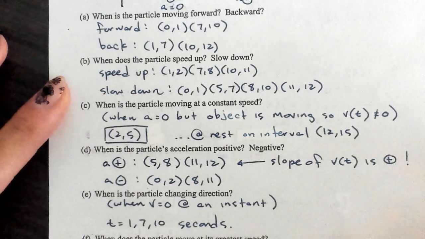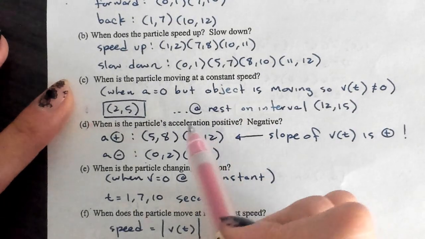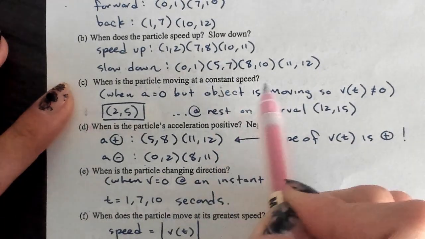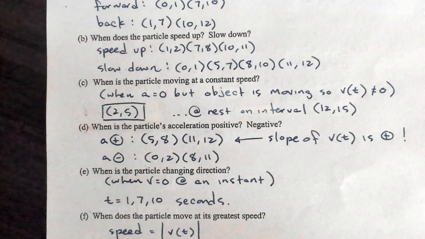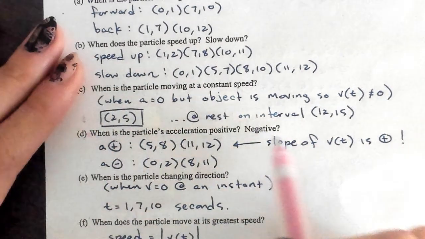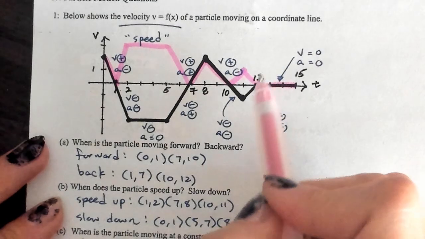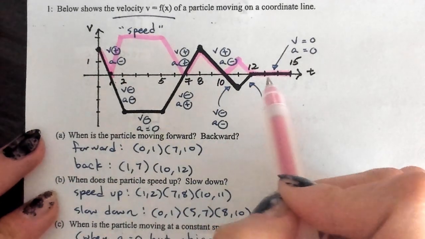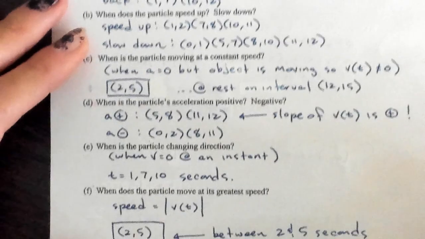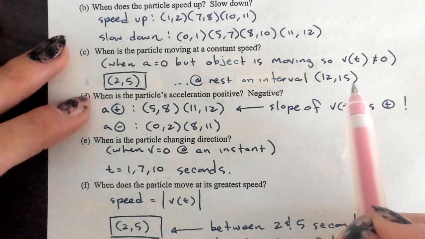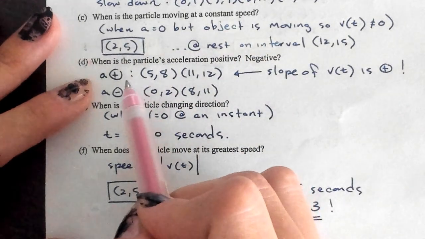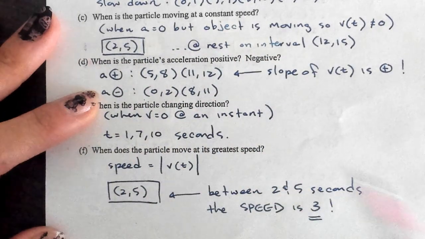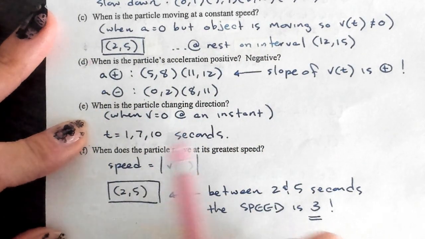Check all this. It says at rest on interval. So constant speed, and then I said at rest instead of constant speed, because this one, it's not a constant speed. The speed, well, it is, but the speed is 0, so it's kind of weird. So I wrote it like that, okay? When is the particle's acceleration positive, negative? So here's acceleration positive, acceleration negative. When are you changing direction?